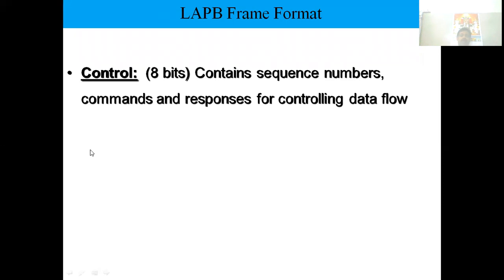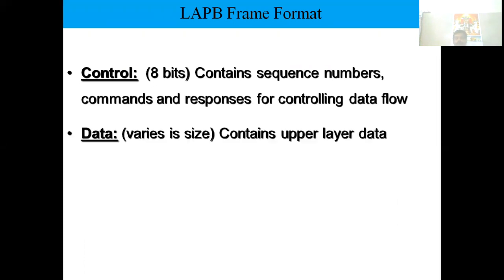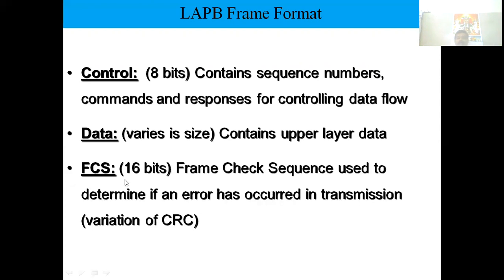Next one is control. Control contains sequence numbers, commands and responses for controlling the data flow. Next one is data. The data varies in size and it will contain the upper layer data. Next one is frame check sequence. This is 16 bits, and it is used to determine if an error has occurred in transmission.